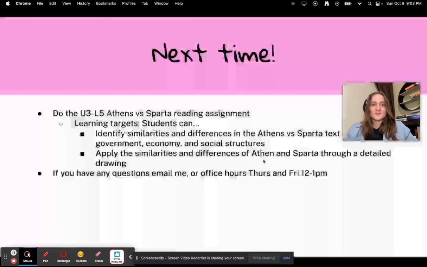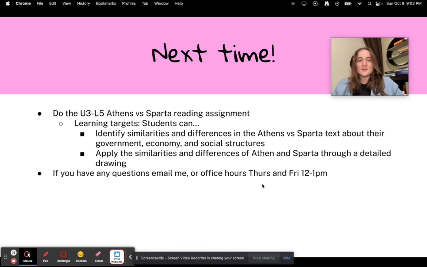Next time, you're going to do that U3L5 Athens versus Sparta reading assignment. The learning targets are identifying similarities and differences between Athens and Sparta, about their government, economy, and social structures. You're also going to apply the similarities and differences of Athens and Sparta through a detailed drawing, which I am so looking forward to looking at.